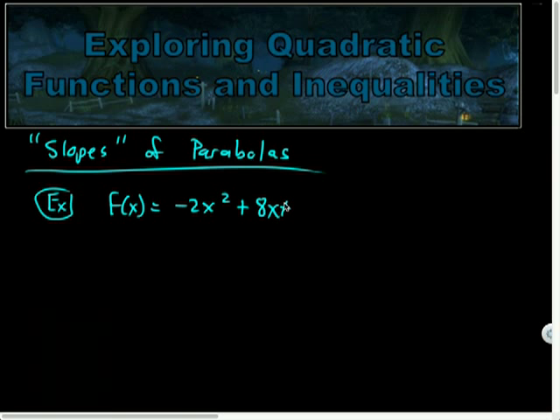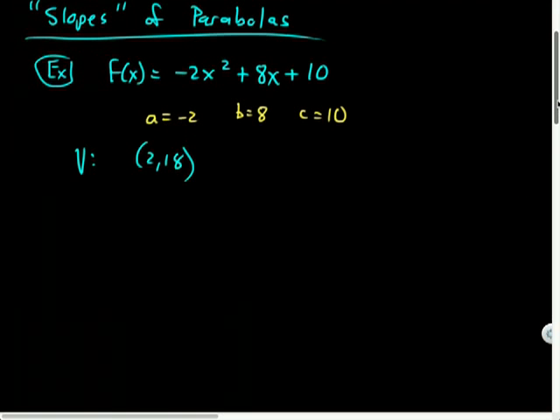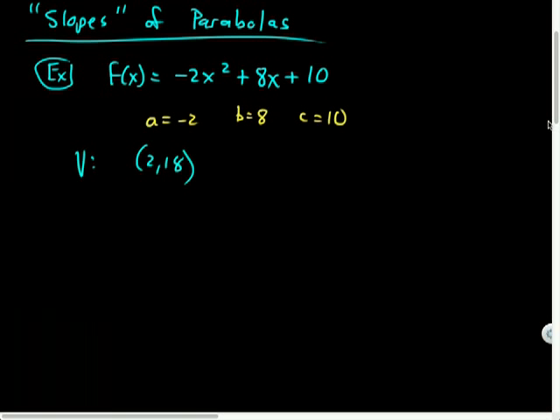Here's our first example. I've got f of x equals negative 2x squared plus 8x plus 10. This is a quadratic function, because it has two variables represented. So a is equal to negative 2, b is equal to 8, c is equal to 10. In the interest of time, I'm just going to give us the vertex. The vertex is 2 comma 18, so that I can focus mostly on the slopes. If you want to find out how to find the vertex, go check out my previous video.